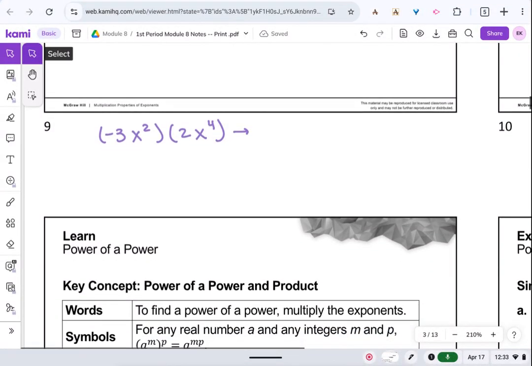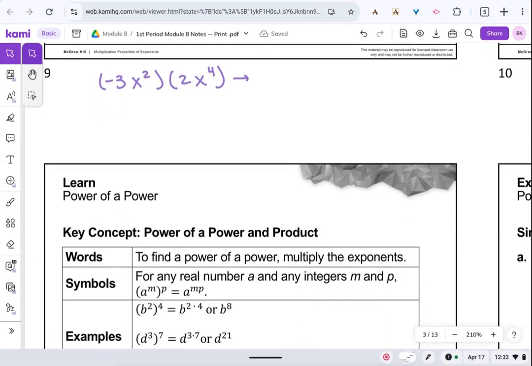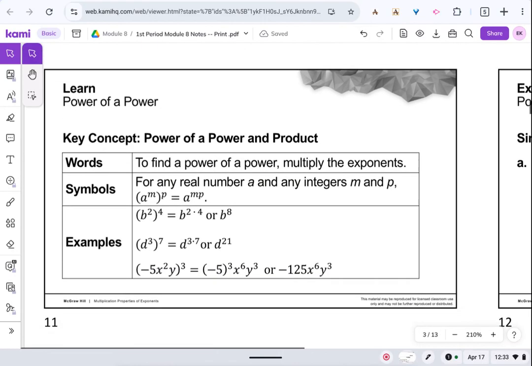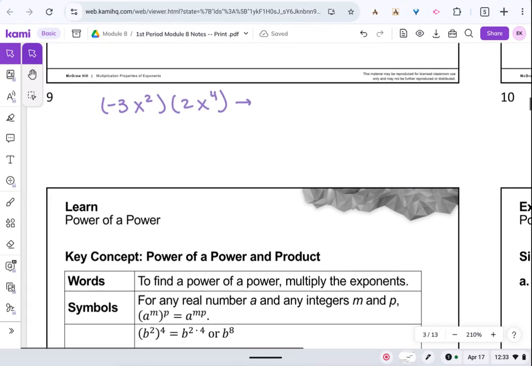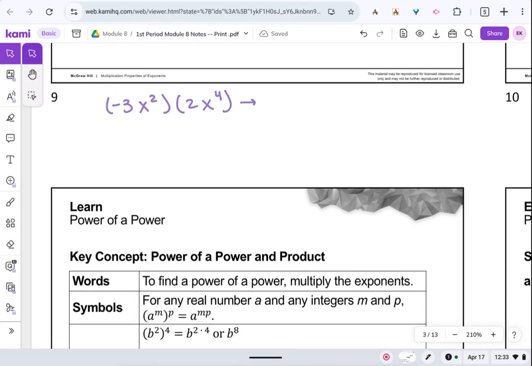Alrighty, so we're going to be talking about a new rule today. Before we do that, we're going to be on slide 11 to start. But before we go any further, I want to quickly cover an example that is similar to what we did yesterday. So just jot this down right above slide 9.